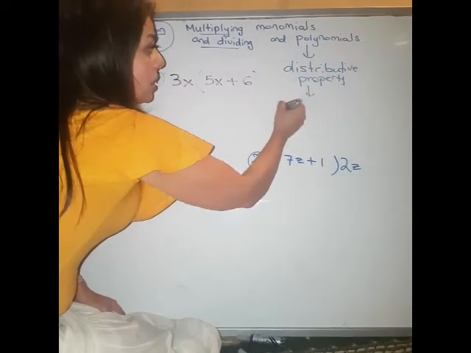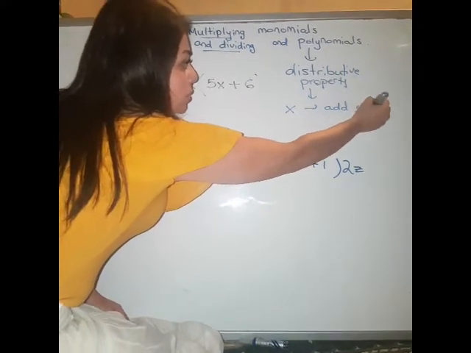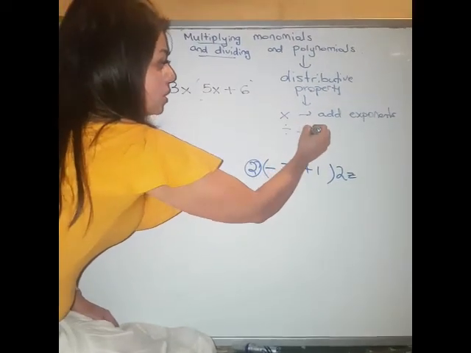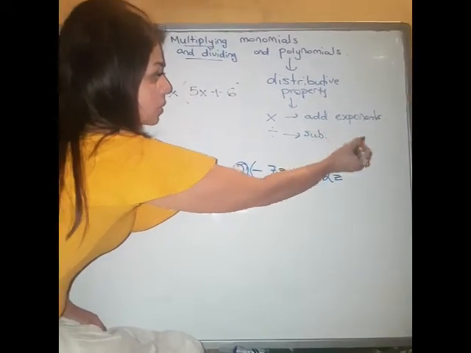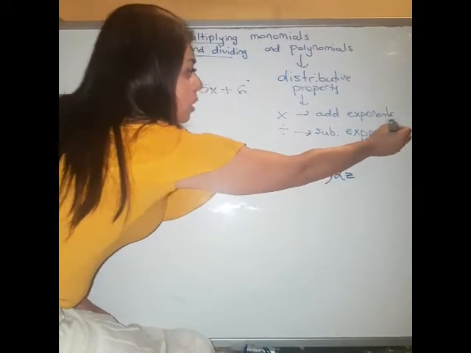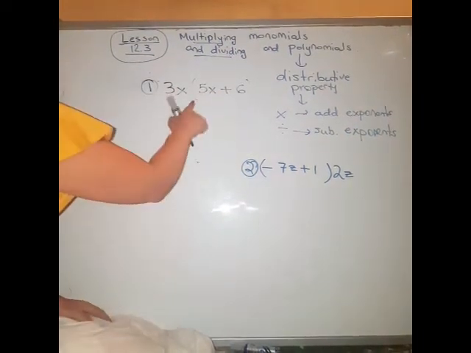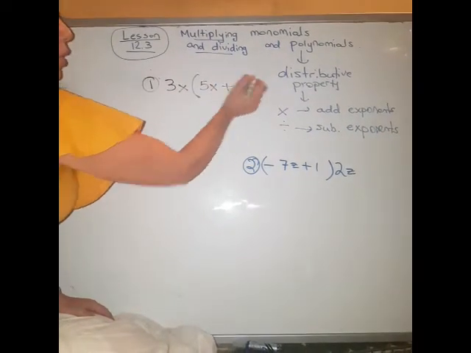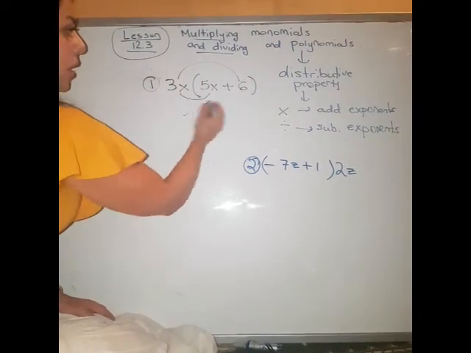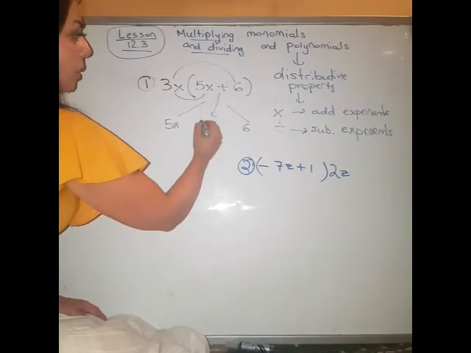Whenever I multiply, I add exponents. Remember this. Whenever I divide, I subtract exponents. The first example we're going to be talking about is 3x times (5x + 6). There's a parenthesis, so I'm going to be distributing. Bring down the 5x and the 6. Bring down your plus sign.